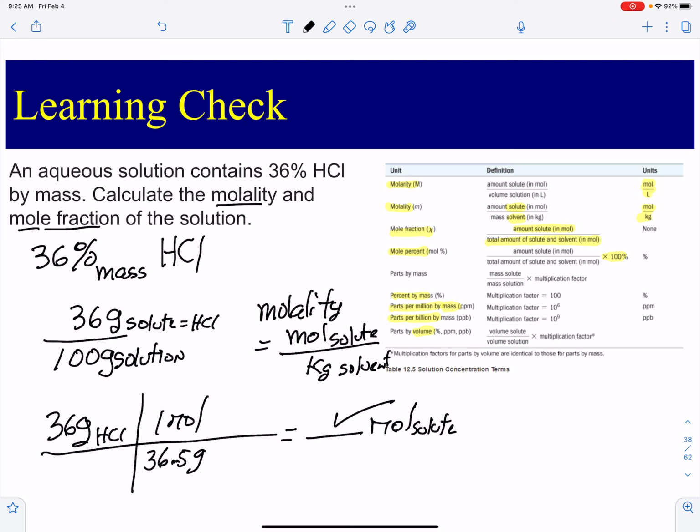So how do we find the kilograms of the solvent? The problem doesn't give me the kilograms of the solvent anywhere, or the mass of the solvent anywhere.